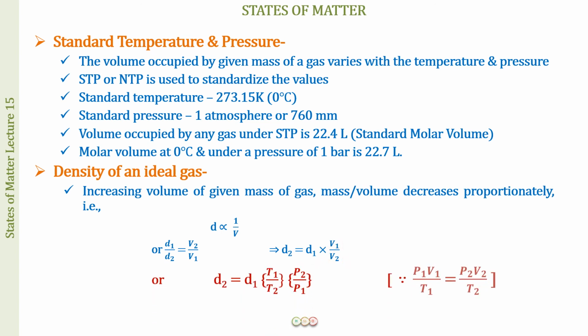Now another thing that we know for v1 v2 is that p1 v1 over t1 equals p2 v2 over t2. So what you can do is find out the value of v1 by v2 to be equal to t1 by t2 into p2 by p1. So we will be replacing this in this equation to get the relationship of the densities of the gases at two temperature and pressure conditions as well. So this is going to be another thing that is important for your numericals.